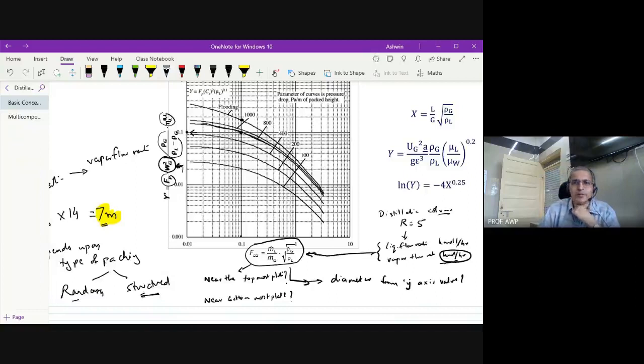Will this value be here, or you calculate here or here? Which value will be near the feed plate, which value will be near the top plate, which value will be near the bottommost plate? At the topmost plate I have a lot of liquid because reflux is coming. At the feed plate I have a lot of liquid. At the bottommost plate, liquid flow rate is highest. Do you agree with that?